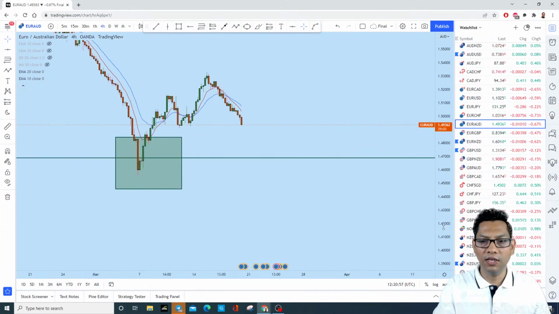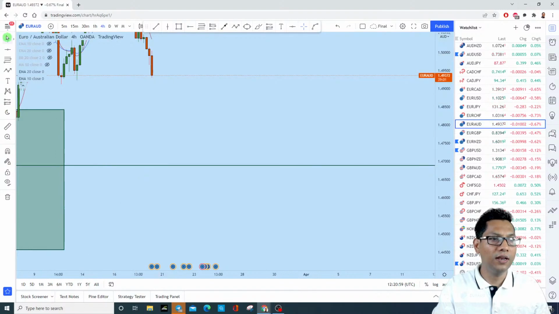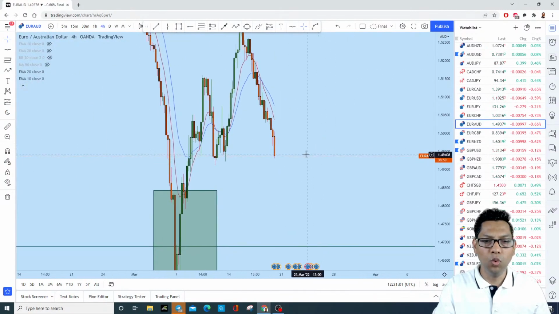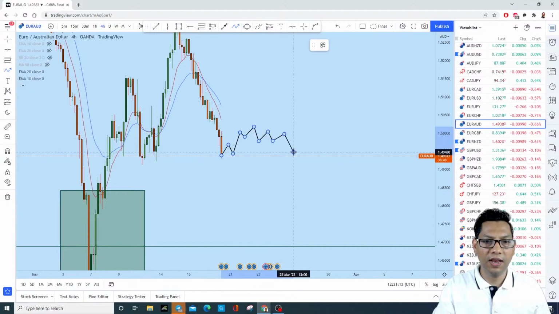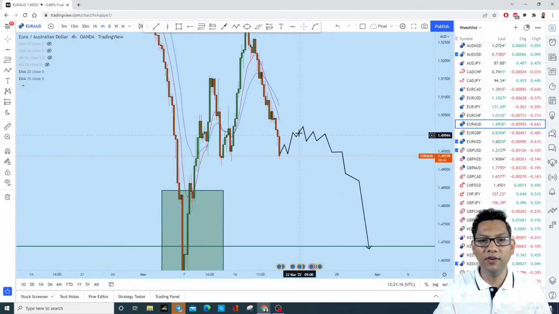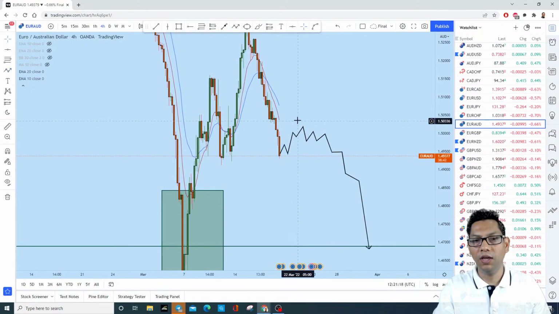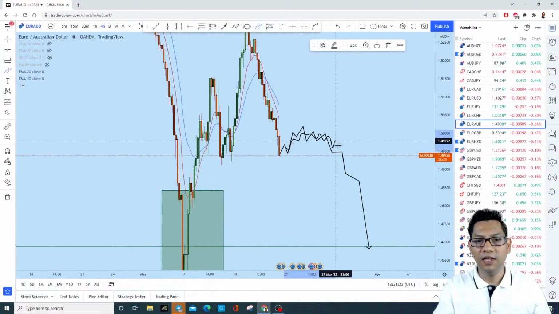Euro AUD is bearish. So how can we trade? We have to wait for a retracement. After this kind of move, we could see Euro AUD doing something like that, and then creating some pattern like this, and then again moving down. So we have to wait for this kind of pattern. If we see that Euro AUD is creating this kind of pattern, then we can find a shorting opportunity.